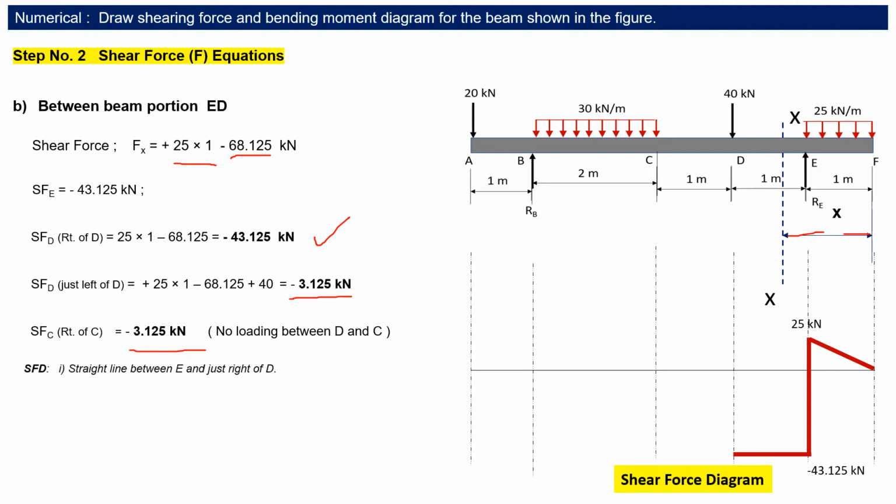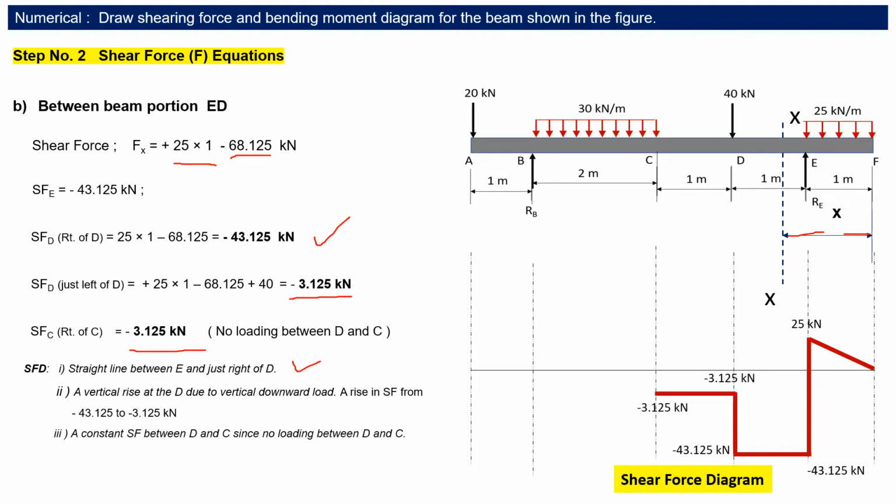So first of all, we have written the three points. First point: the shear force diagram will be a straight line between E and just right of D, which we have drawn. Second is a vertical rise at D due to the downward load, and its value will increase from minus 43.125 to minus 3.125. So we can see here that the value at D increased from minus 43.125 to minus 3.125, and after that it will remain constant, so it will be a horizontal line between D and C.